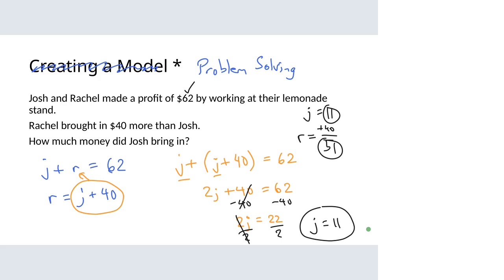You could certainly do this with trial and error. You could say, well, Rachel brought in 40 more than Josh. So what if she brought in 40 and he brought in none? Well, that's not 62, so that's not quite there. Okay, how about 50 and 10? Okay, well, that's not quite 62, but it's close. How about 51 and 11? That'll get it. Trial and error is not a terrible approach here. If the algebra approach isn't your favorite, trial and error would have been pretty slick for this one.